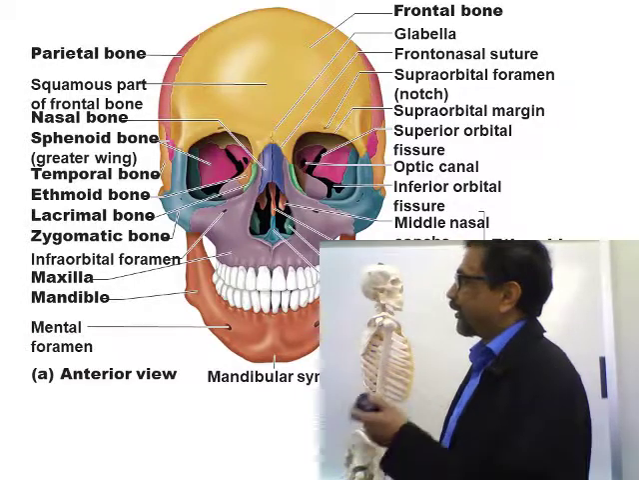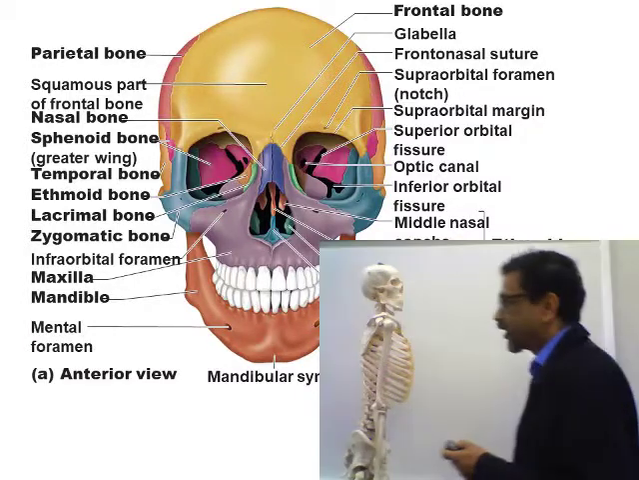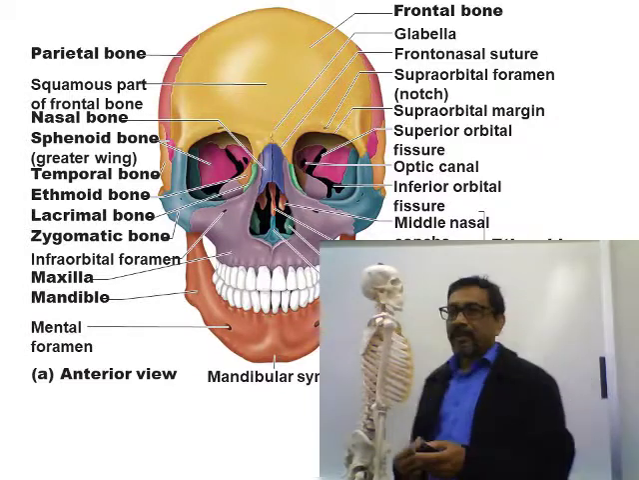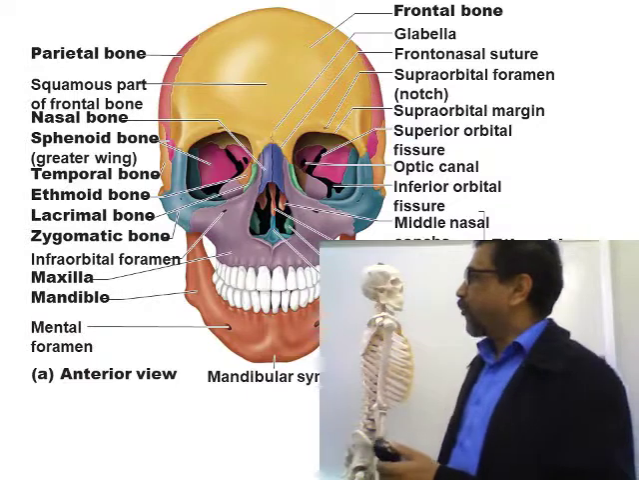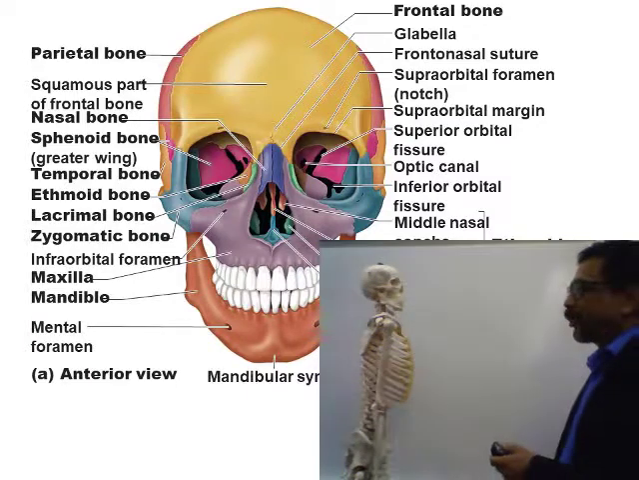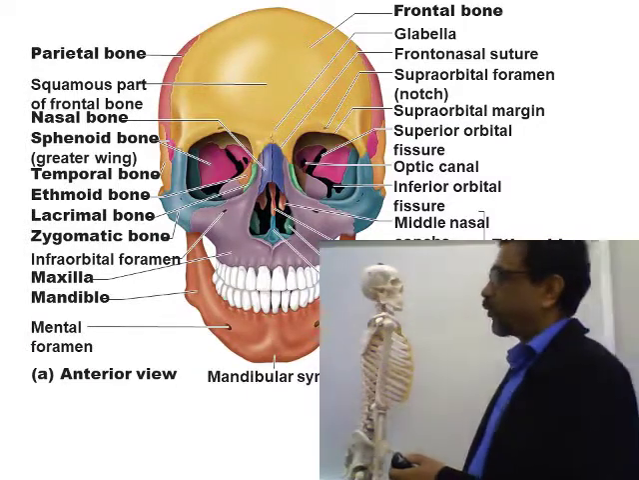So those are the cranial bones. Now the facial bones. Large facial bones are maxillary bone. There are 2 maxillary bones. They join together to form the maxilla.